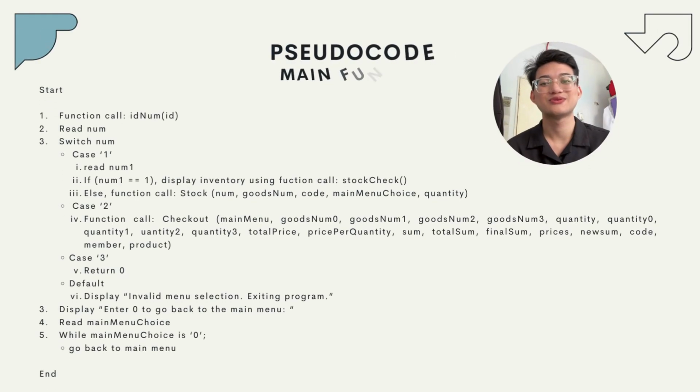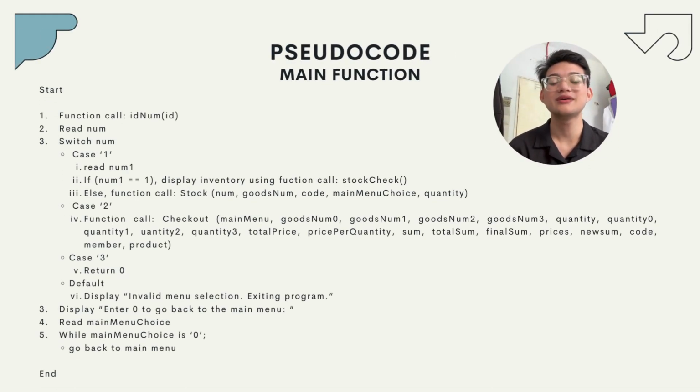My name is Syahmi Zaim. Today I'll be explaining about the algorithm of the program. We will first start with the pseudocode of the main function. Here is the pseudocode of the main function, and I'll be explaining in more detail when we get to the flowchart.